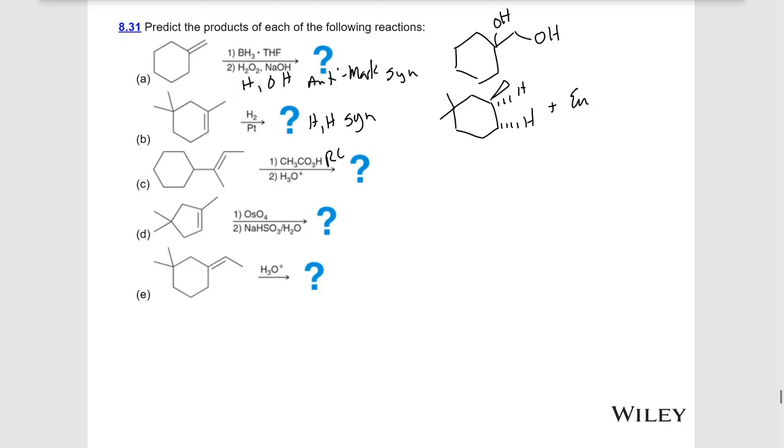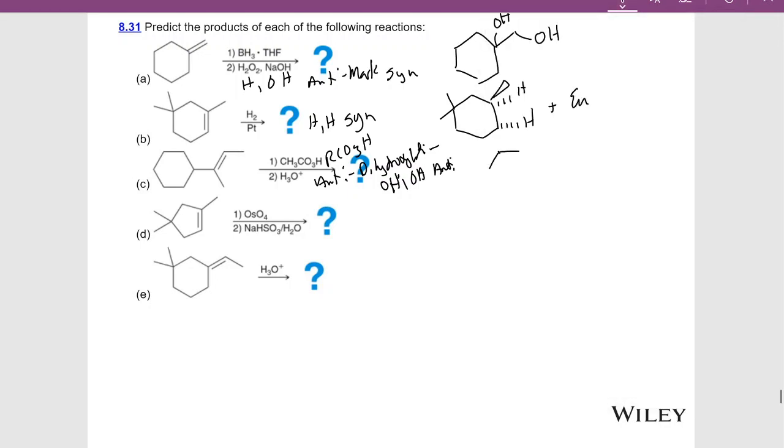So for the next one, this is our RCO3H and H3O+. So that's anti-dihydroxylation. So we're going to add OH and OH, and we're going to add those anti to each other. So for this molecule, all right, we've got 6 over the ring over here. All right, that's our starting material. So let's erase the double bond and draw. Let's say if this OH is on a wedge, and we'll put the methyl on a dash, then the other OH is going to be on a dash. Okay, plus the enantiomer.